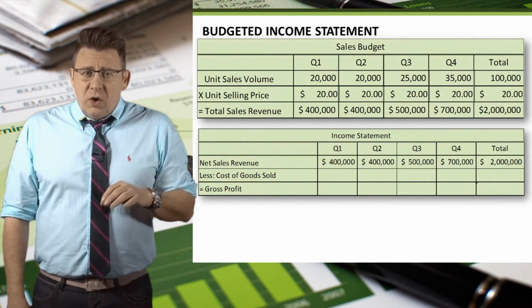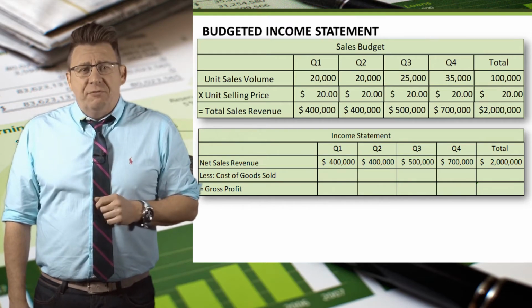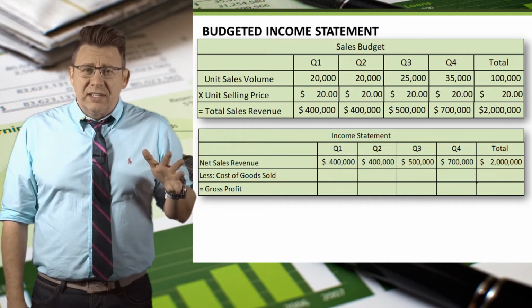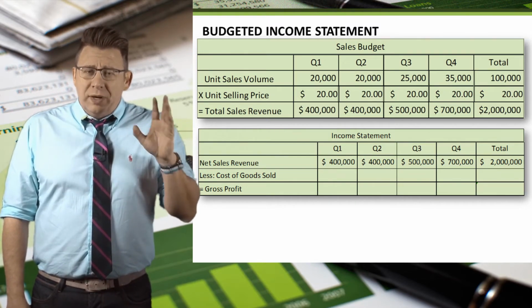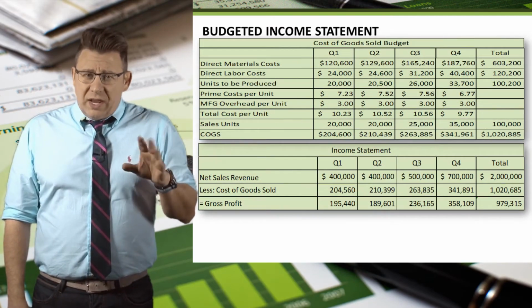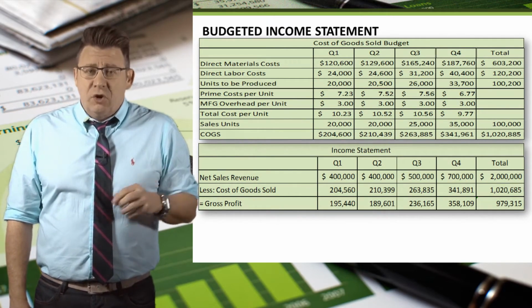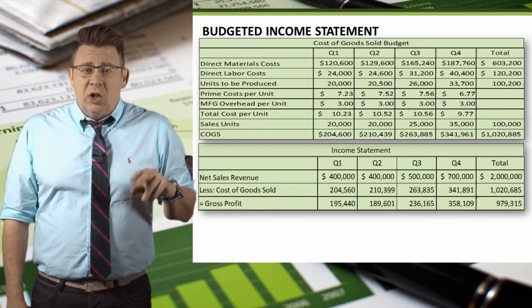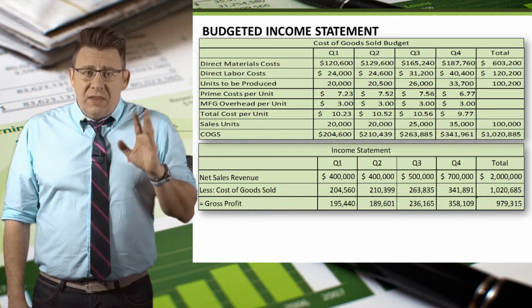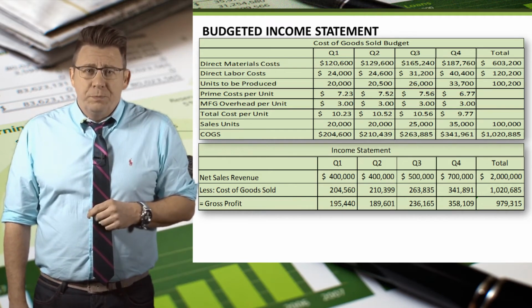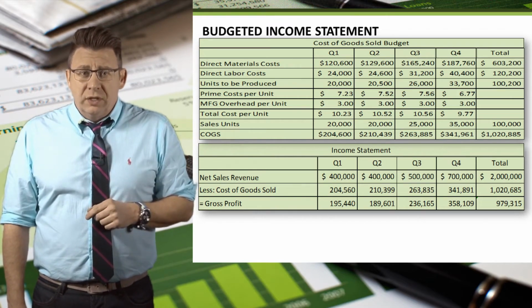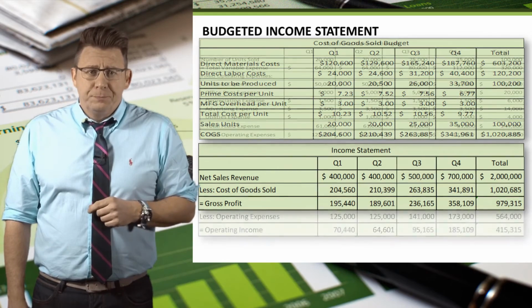To start with, we will pull the sales revenue data from the sales budget. In Excel, we would link the cells in the income statement to the related cells in the sales budget. Then we will pull the cost of goods sold amount from the cost of goods sold budget. Again, in Excel, we would link the cells in the income statement to the related cells in the cost of goods sold budget. The difference between budgeted sales revenue and budgeted cost of goods sold is the budgeted gross profit.